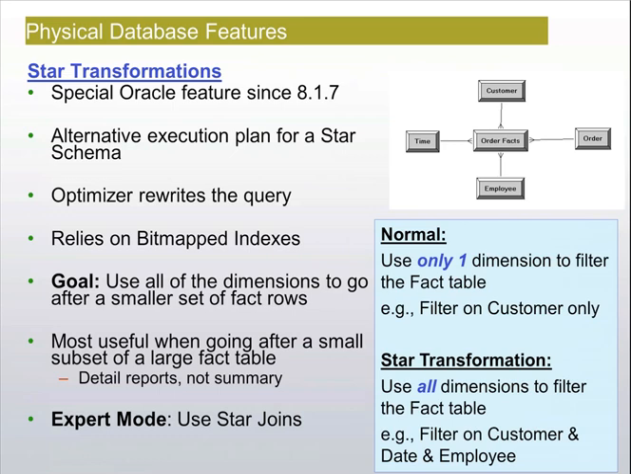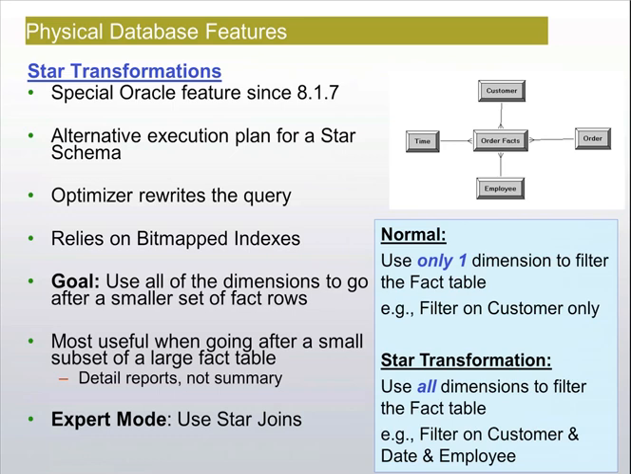Now, normally, when you join to a table, only one index can be used on that table at a time. So without a star transformation, we may attack our very large order facts table by one dimension. Maybe it's by time, maybe it's by customer. But with a star transformation, what it's going to do is say, I want to know all the records where a particular time, a particular customer, a particular employee. So it uses them together.